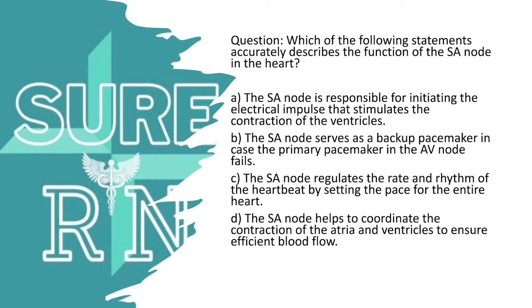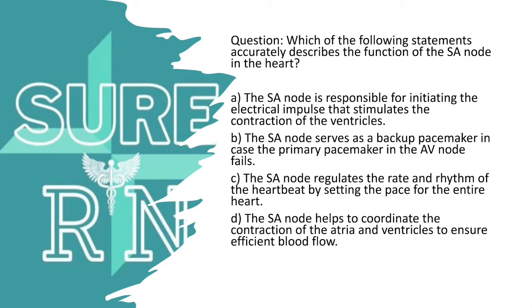Let's read the choices. A. The SA node is responsible for initiating the electrical impulse that stimulates the contraction of the ventricles. B. The SA node serves as a backup pacemaker in case the primary pacemaker in the AV node fails. Letter C. The SA node regulates the rate and rhythm of the heartbeat by setting the pace for the entire heart. Or letter D, the SA node helps to coordinate the contraction of the atria and the ventricles to ensure efficient blood flow.